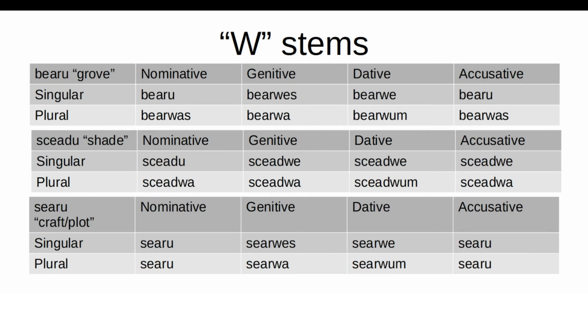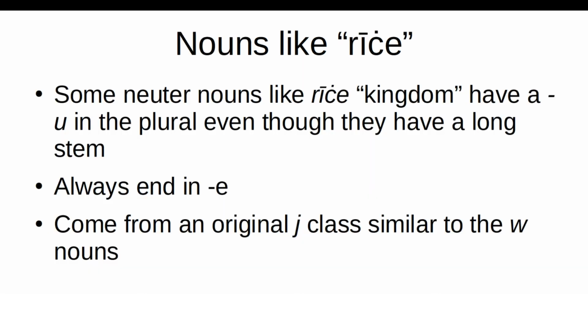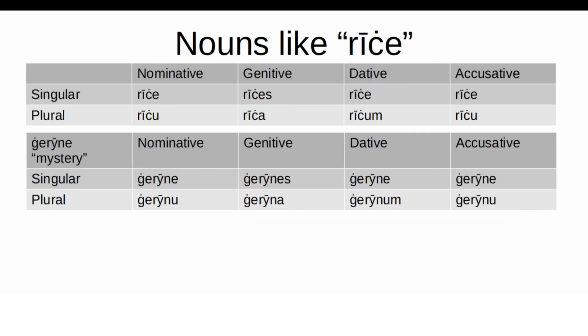So baru, barwas, shadu, shadwa, saru, saru. Some neuter nouns like riche, which means kingdom, have a U in the plural even though they have a long stem. The plural of riche is richu, and these always end in e. Basically the original form was richi, richiu, but that J, that Y sound, kind of disappeared. So riche, riches, riche, riche, richu, richa, richum, richu. Yarune is another example: yarune, yarunes, yarune, yarune, yarunu, yaruna, yarunum, yarunu.